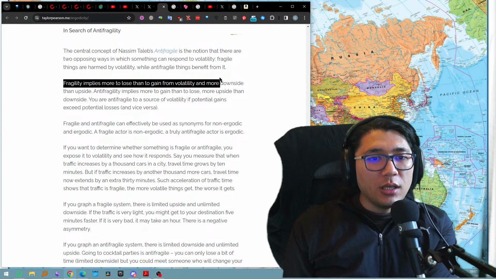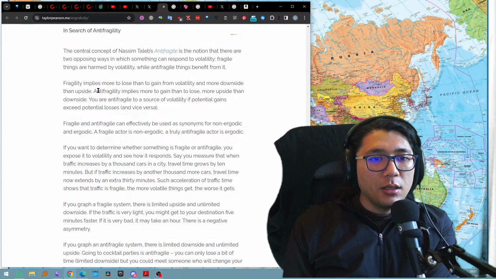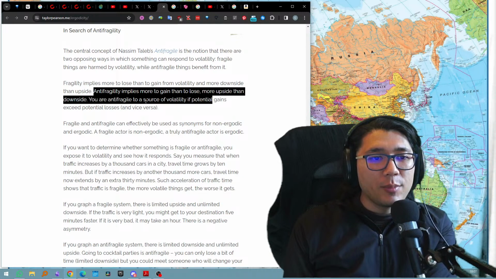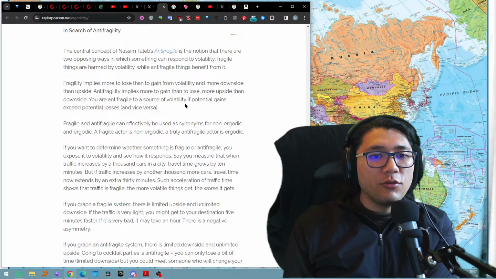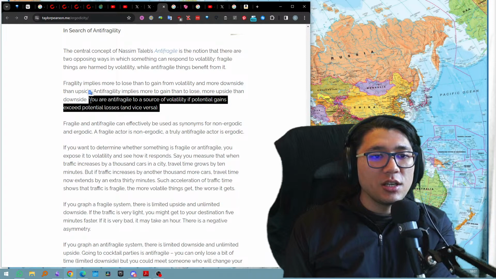Fragility implies more to lose than to gain from volatility, more downside than upside. Antifragility implies more to gain than to lose, more upside than downside. You are antifragile to a source of volatility if potential gains exceed potential losses, and vice versa.